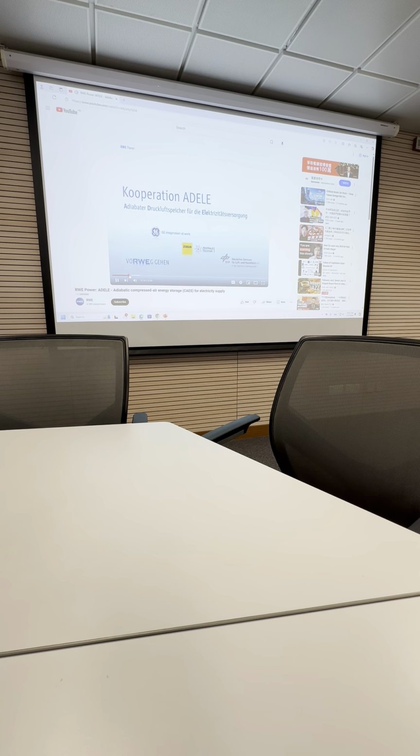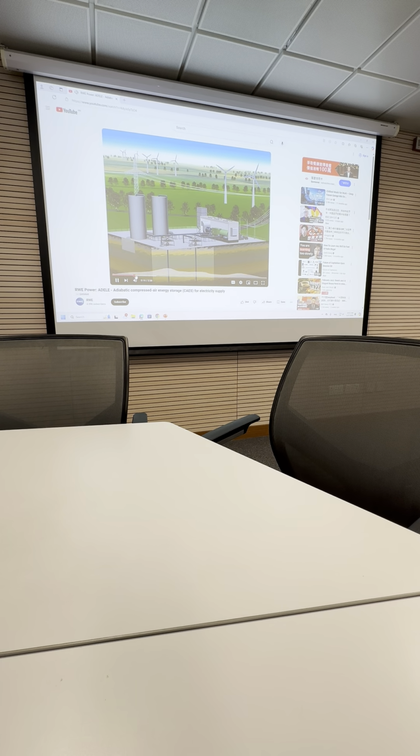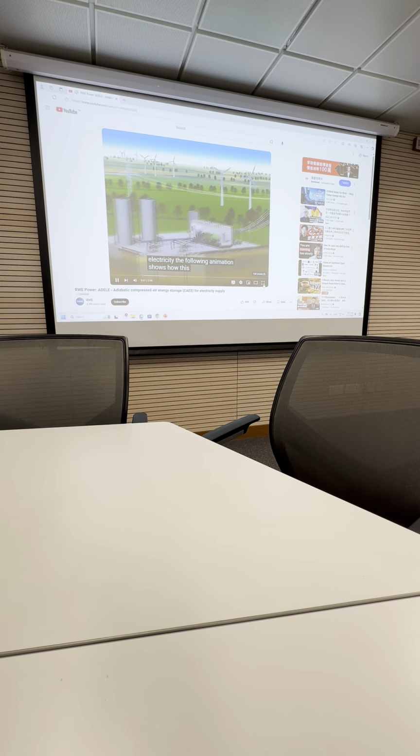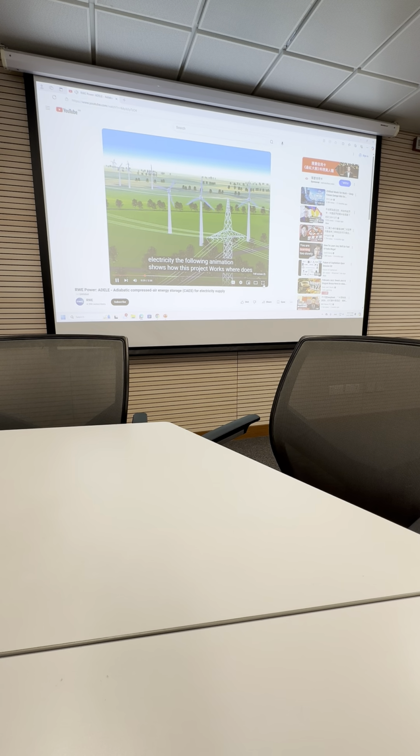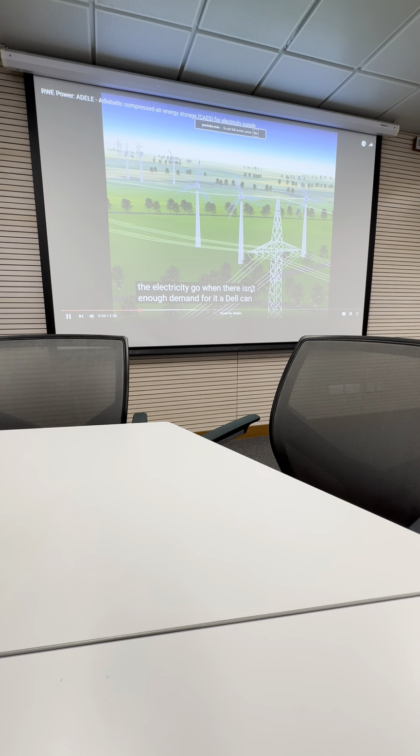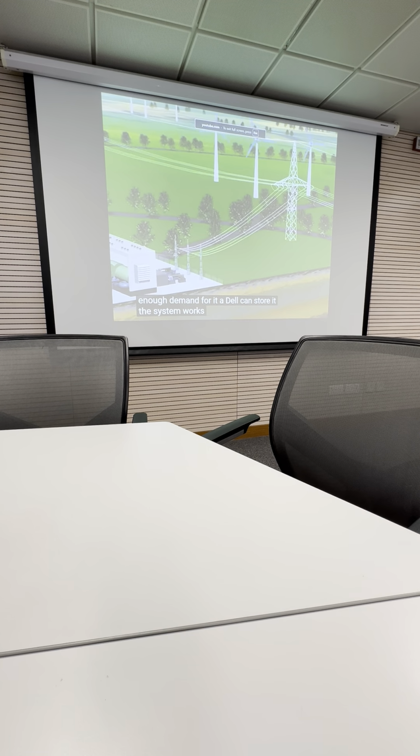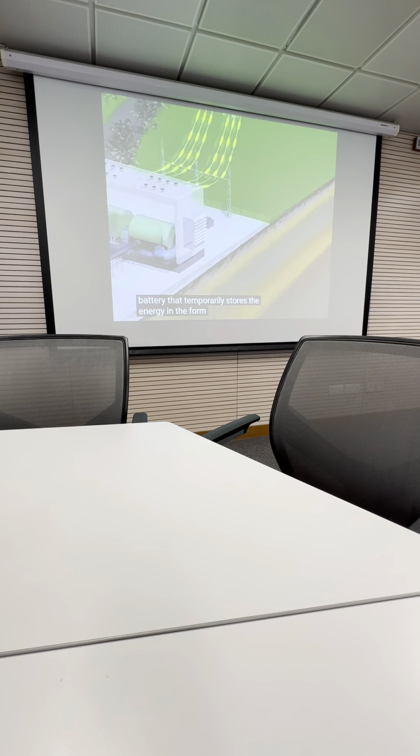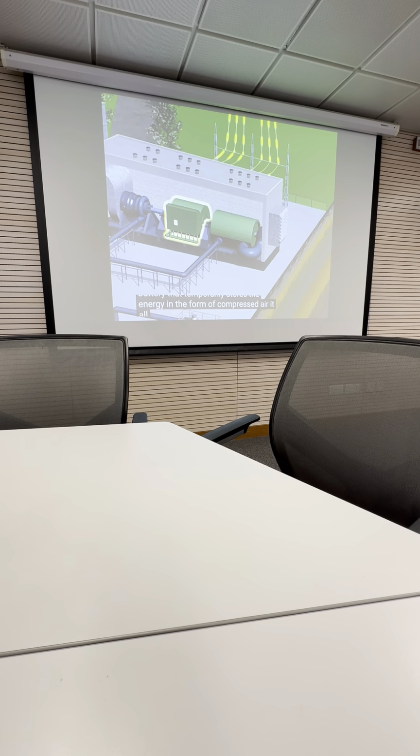In the fray are Arda in developing Adele, an adiabatic compressed air reservoir for use in generating electricity. The following animation shows how this project works. Where does the electricity go when there isn't enough demand for it? Adele can store it. The system works just like a huge battery that temporarily stores the energy in the form of compressed air. It all begins with an electrically driven compressor.